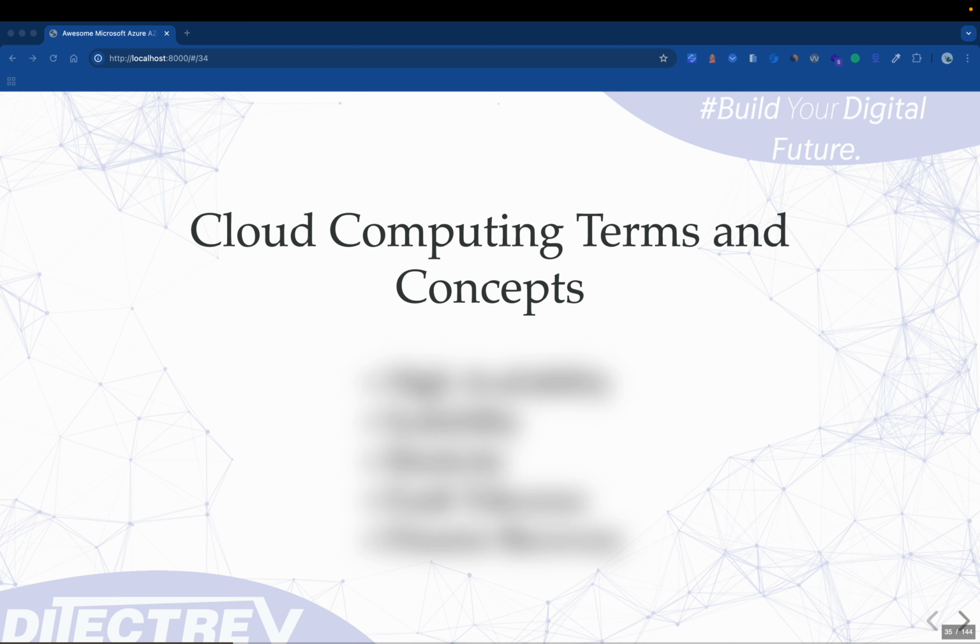And in this class, it will be a very short one. I will just mention a couple of basic cloud computing terms and concepts, which we have already briefly seen. First one is high availability.